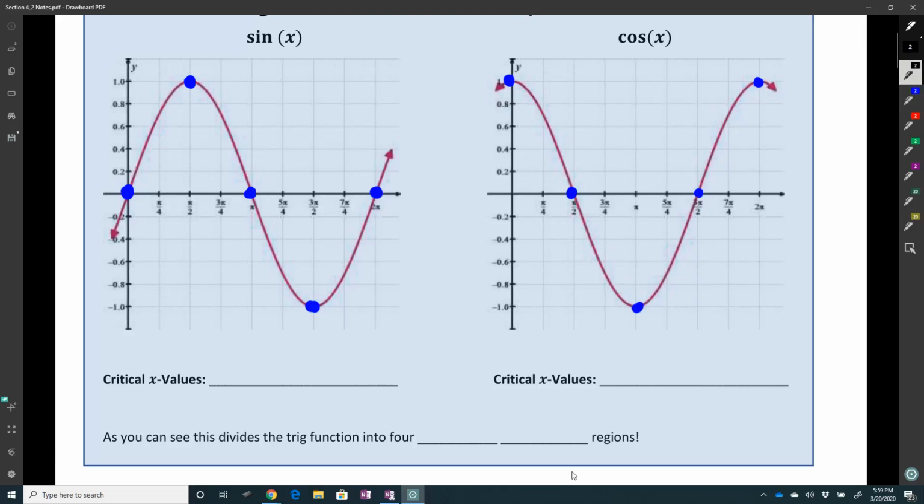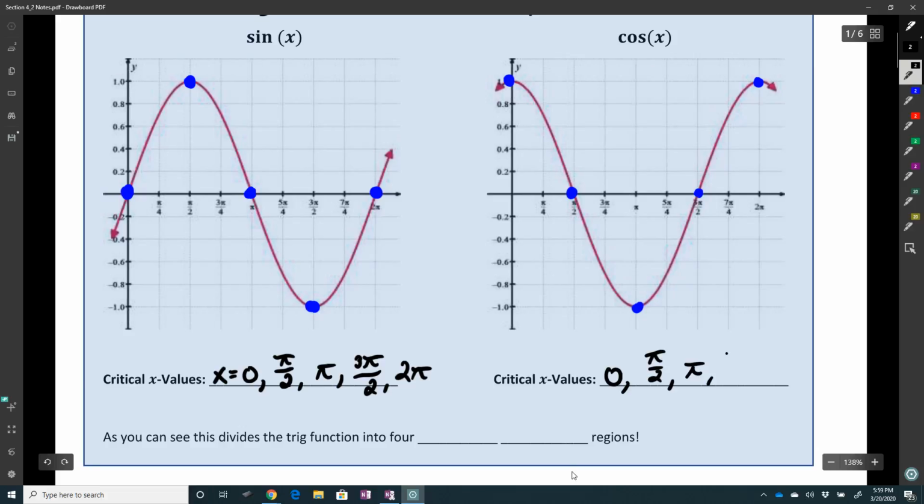So here, the critical x values are x is equal to. We can see that an x value is at 0, then at pi over 2, then at pi, then at 3 pi over 2, and then finally at 2 pi. And for the cosine graph, you have x equals 0, pi over 2, pi, 3 pi over 2, and 2 pi.